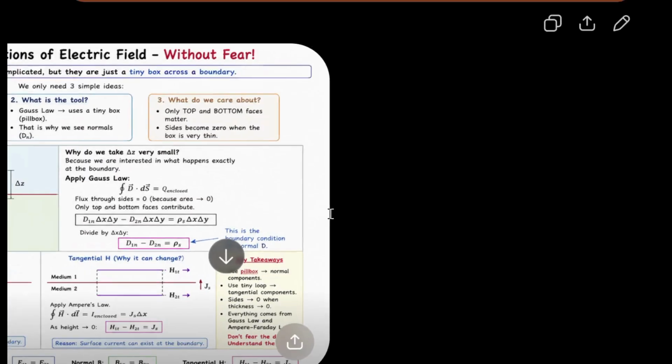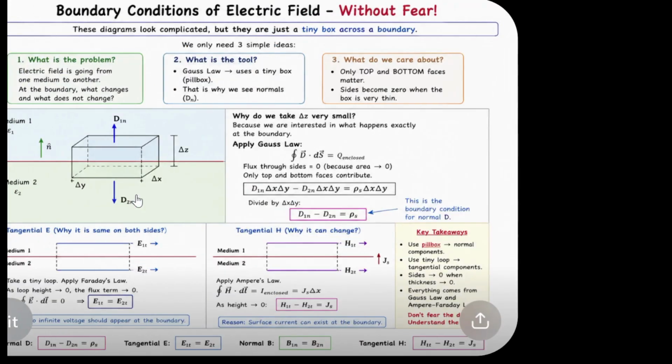So look at this. Don't get scared. These diagrams look complicated, but they are just a tiny box across a boundary. What is the problem? Electric field is going from one medium to another. At the boundary, what changes and what does not change? What is the tool? Gauss's law uses a tiny box, a pillbox. That is why we see normal Dn.